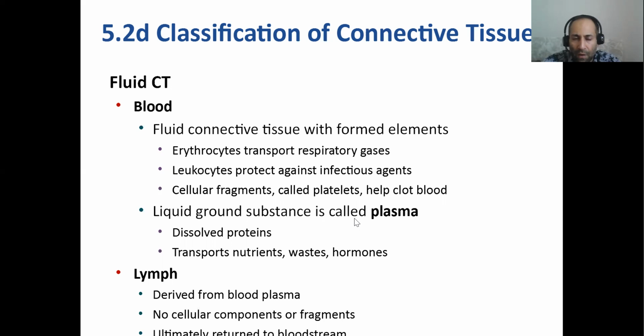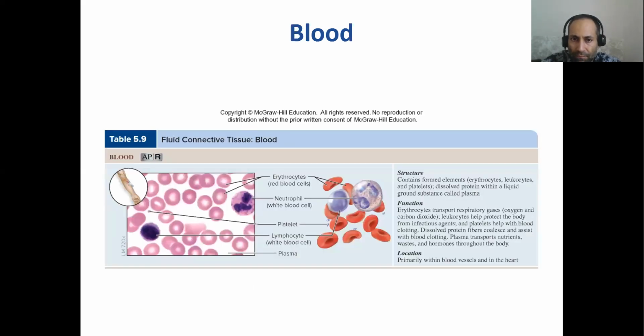And then you also have lymph. Lymph is a type of fluid connective tissue as well. And it is, again, derived from the blood plasma. It's not red in color because the hemoglobin and the red blood cells stay behind, okay? And the lymph carries fats and immune cells, lots of white blood cells.